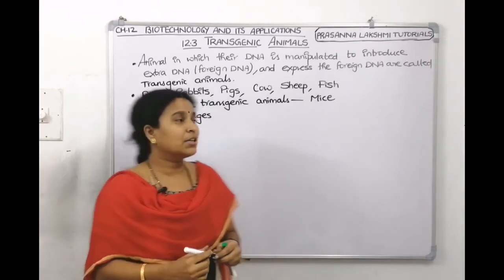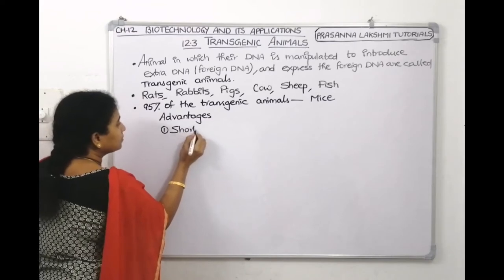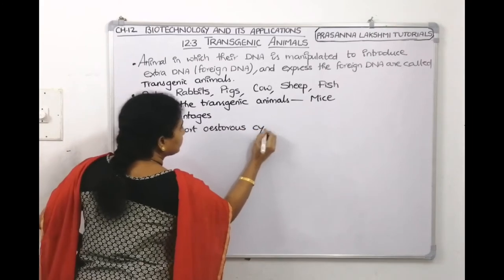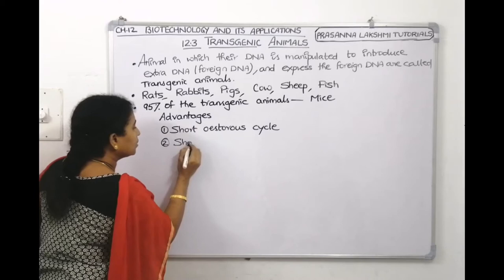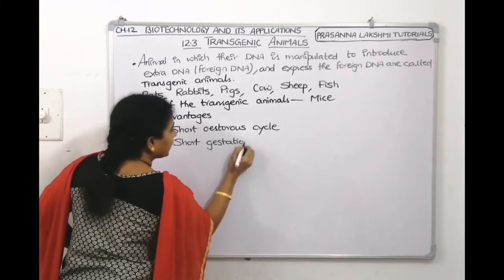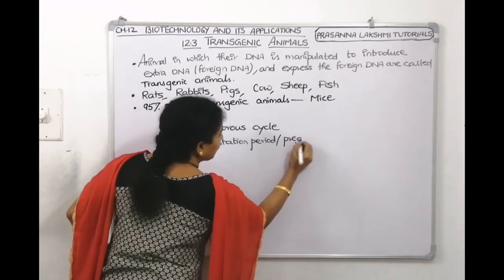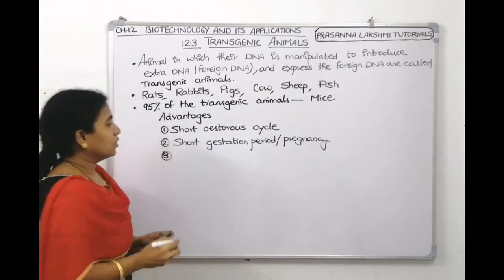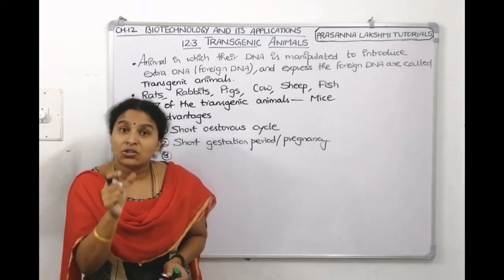Let us write down the advantages of mice. The first advantage I told is that they have a short estrous cycle. The sexual cycle is called the estrous cycle. And they have a short gestation period, or a short pregnancy period. This is another advantage. And the next advantage is that in one pregnancy, many offspring are released.